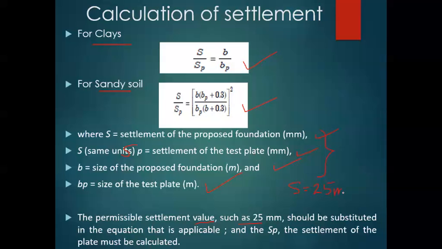So we put 25 mm, and we have to calculate the value of SP by substituting the different values of B and BP. B is the width of the footing in meters, and BP is the size of the test plate in meters. So this is regarding the calculation part, how to work out the settlement using these formulae.